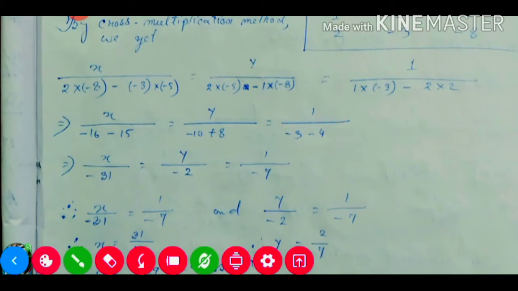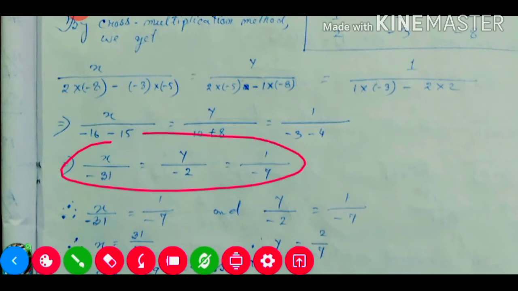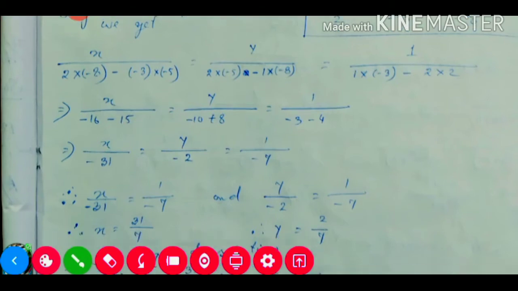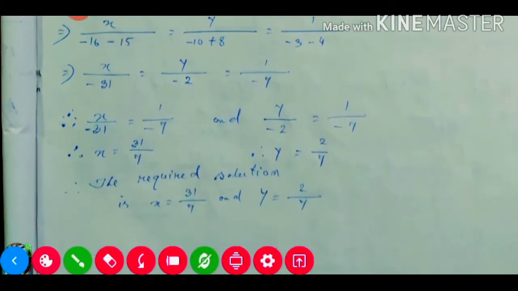Now we need to find the x value, because all are equal. See, x divided by minus 31 equal to y divided by minus 2 equal to 1 divided by minus 7. All are equal, that means we are able to write this one into this one. So we are able to get the x value. So x divided by minus 31 is equal to 1 divided by minus 7. So on both sides, see, minus minus is there. So minus minus will be cancelled.